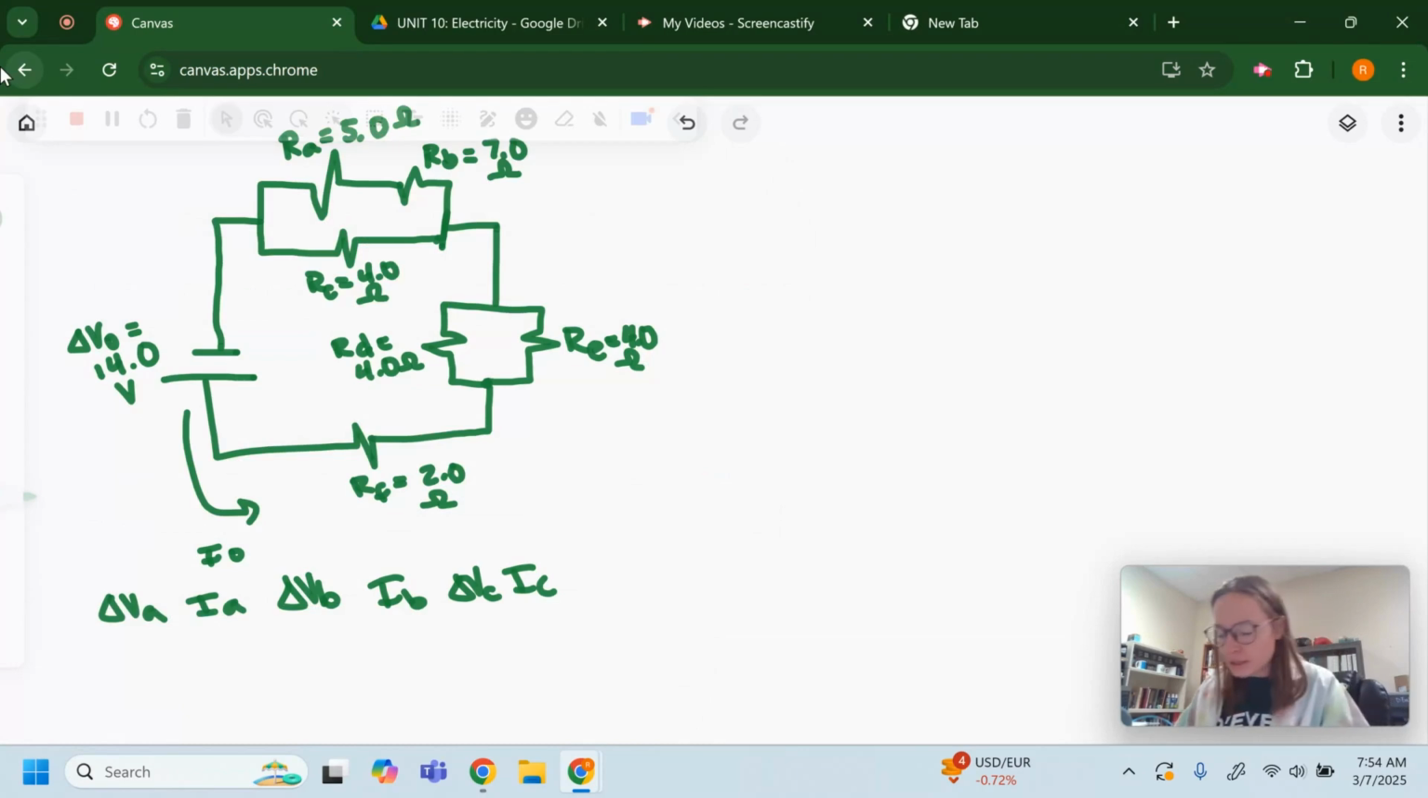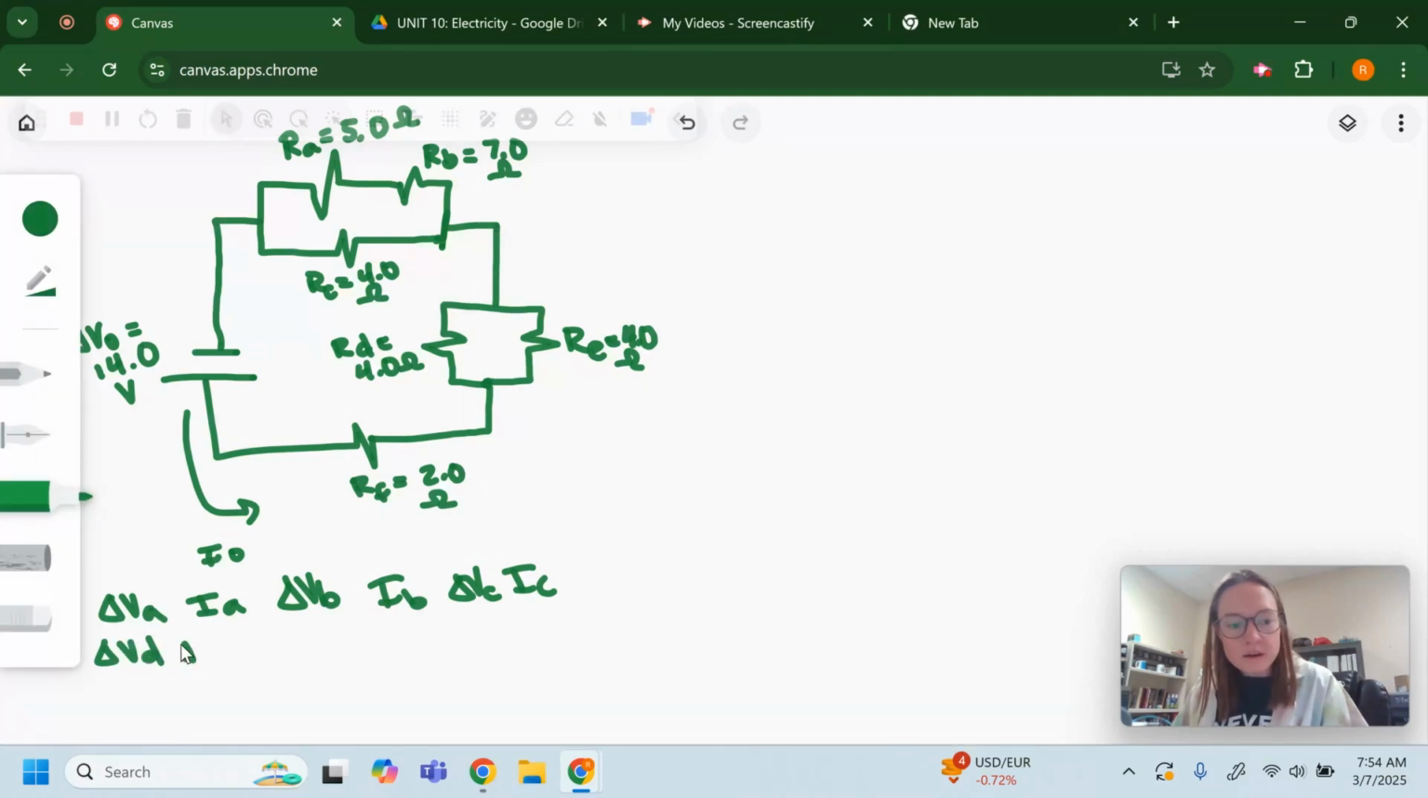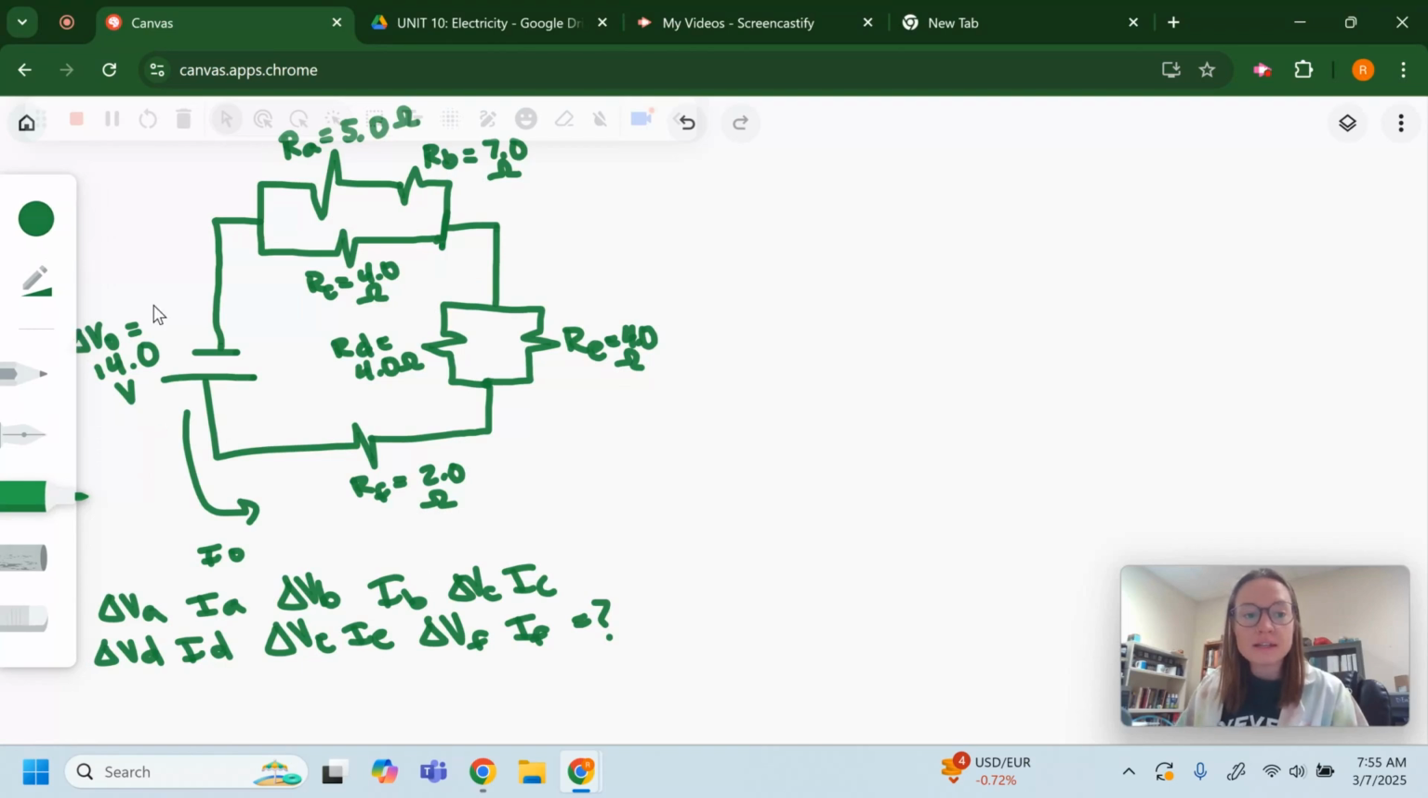Okay, we're looking for the potential drop across D, the current through D. We're looking for the potential drop across E, the current through E. We're also looking for the potential drop across F, the current through F, and that's it. All of these things are the things that we're looking for. Okay, now this is going to be a very, very puzzly problem.